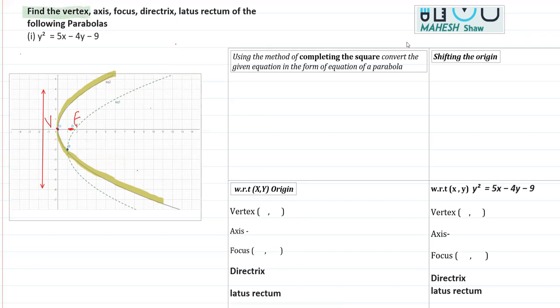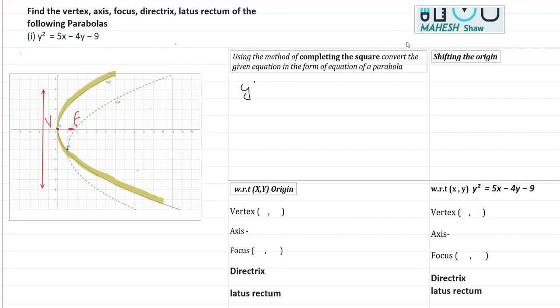Now for solving this question, let's read what it says. It says we have to find the vertex, axis, focus, directrix, and latus rectum of this parabola. So for solving this, you can see I have split it into different parts. In the first part, we'll be converting this into the standard form of parabola by the method of completing the square. So let's do the first part.